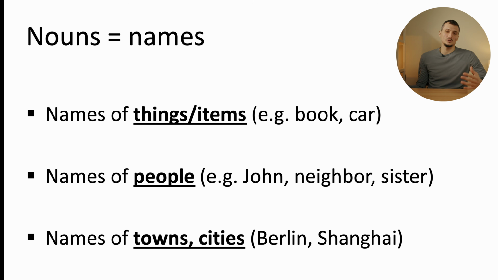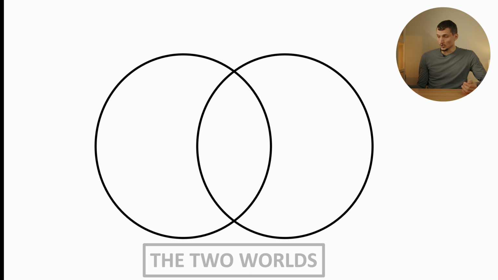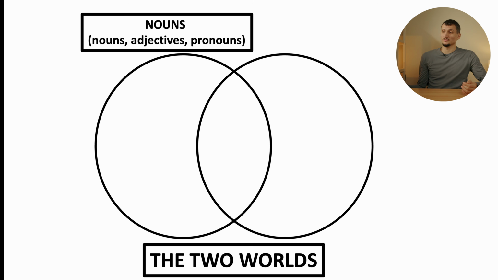All of those would be nouns as far as language is concerned. So if we go back to our diagram, and you'll see right away why I said that, what I meant by that, we would be doing a lot of reviewing. So let's go through the whole thing again. We have the two worlds. We have the world of nouns on the left, and we have the world of verbs on the right.